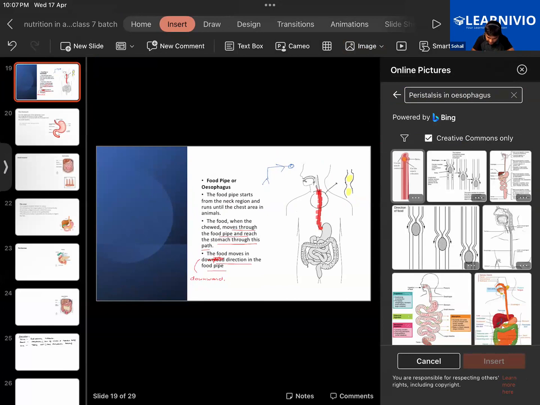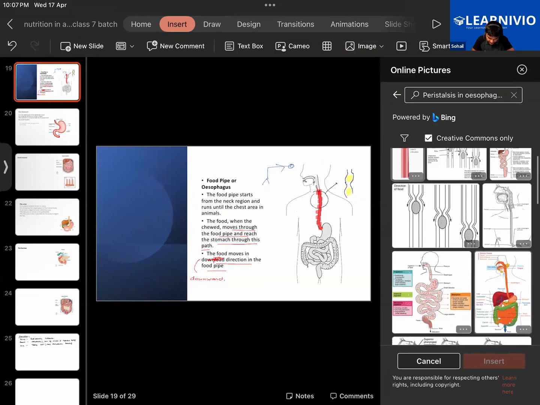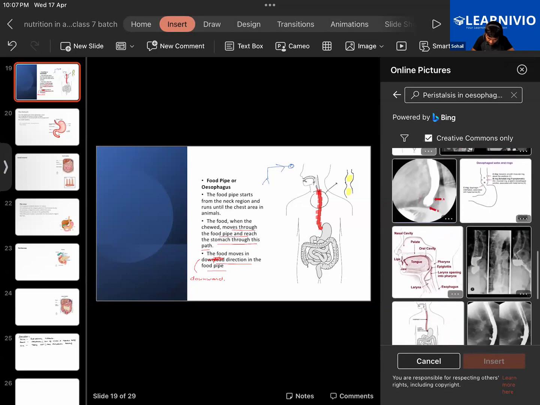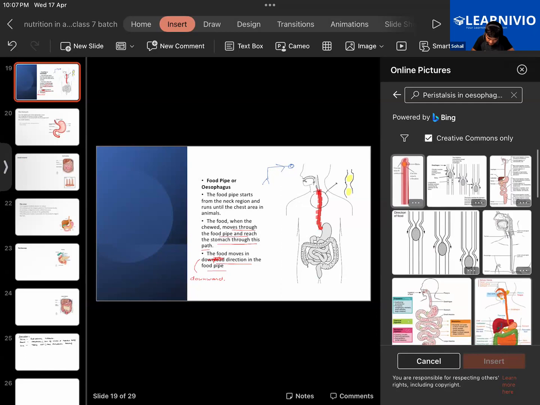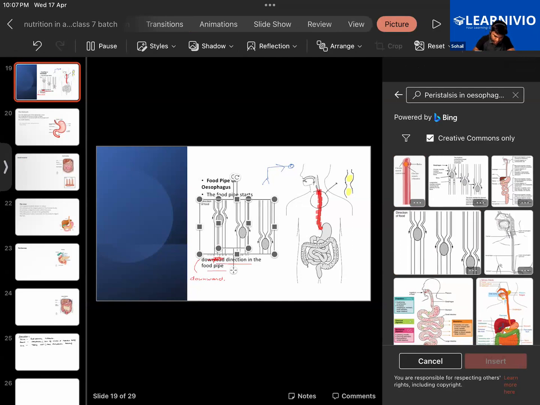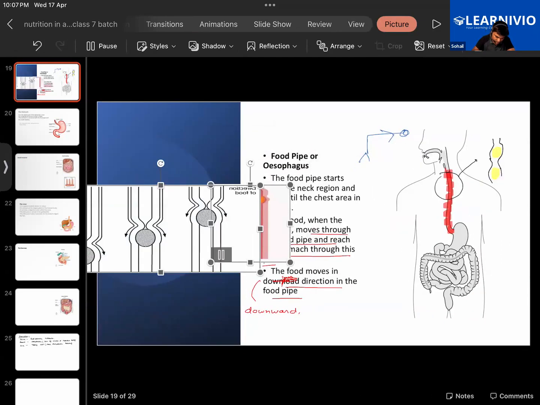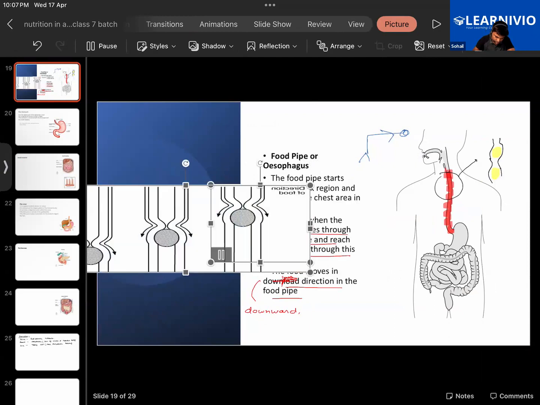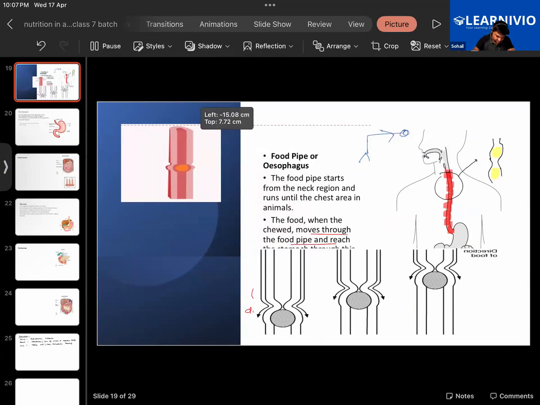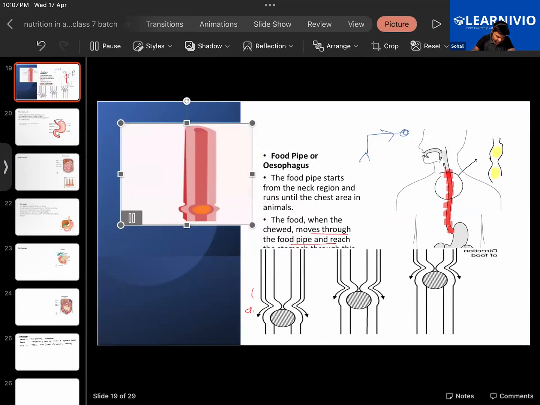Now you guys look at the given image here. Let me just take this one. Now look at this animation. How beautifully it is explained here.